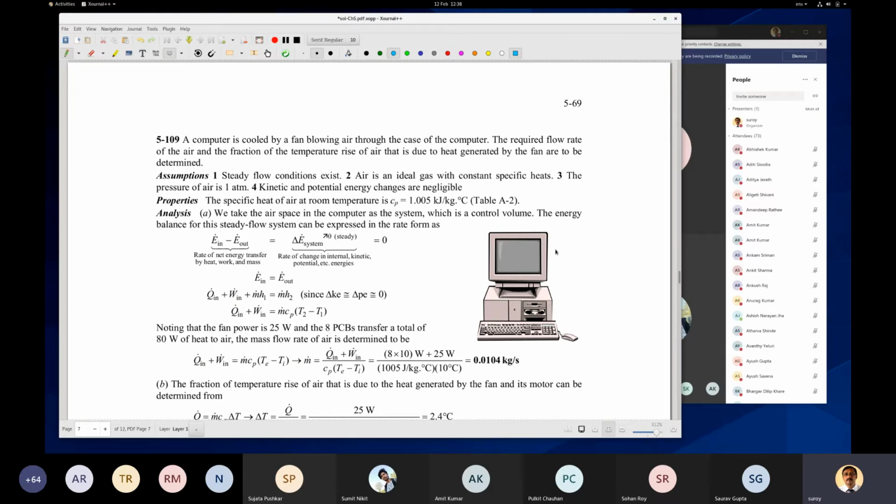Now we have to know what should be the capacity of your fan, so that a certain amount of air goes through that case and it gets heated up and the hot air is thrown out. That is what happens. So we have to assume steady flow condition where air is coming in, and air is an ideal gas. We can consider it to be an ideal gas.